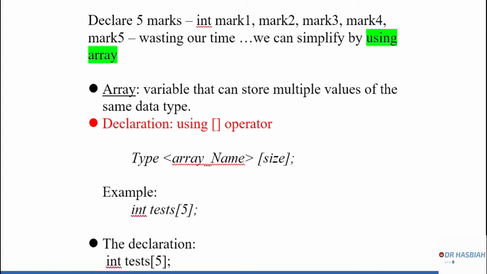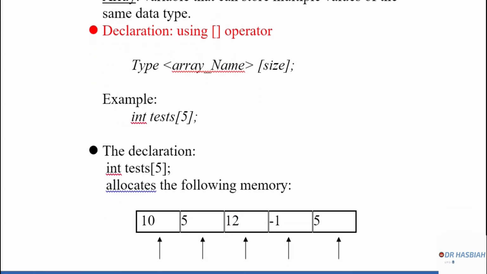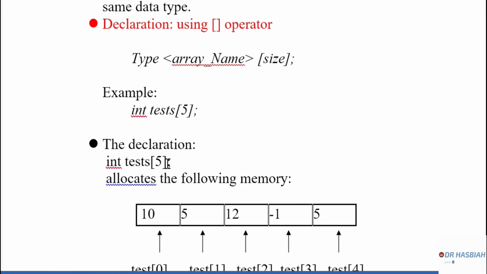So if you see here, we have integer test[5]. We use the same example. If you have integer test[5], this is the visual of our memory, if you have this declaration.